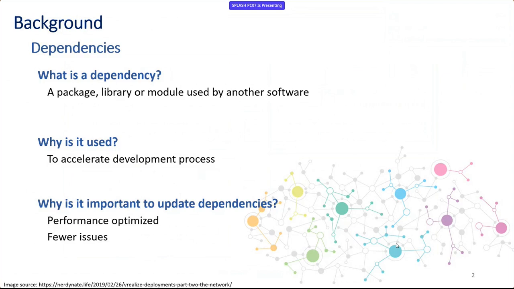And why is it important to update dependencies? Because, like any other software, dependencies also come with their versions, which consist of new features, performance optimizations, and fixes for issues contained in their previous releases.